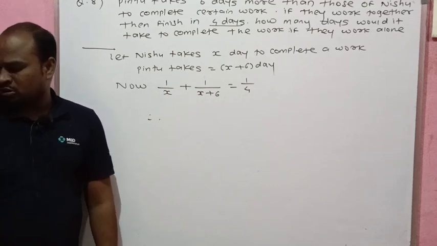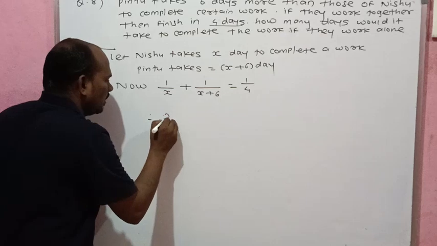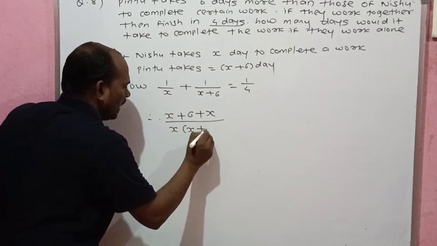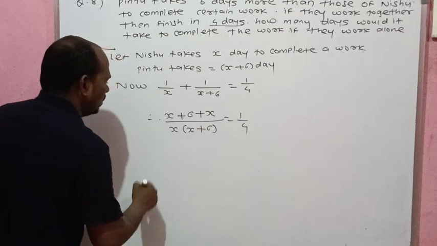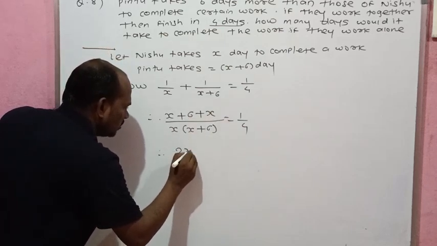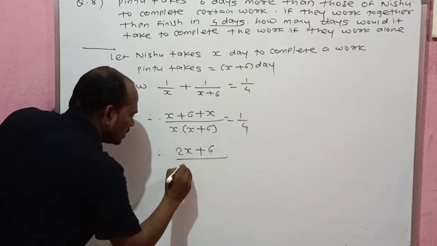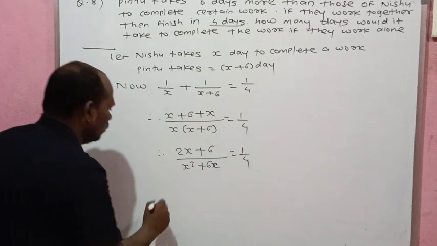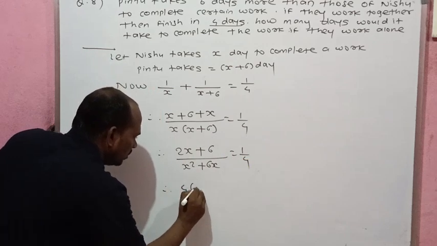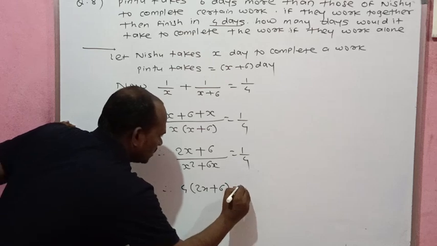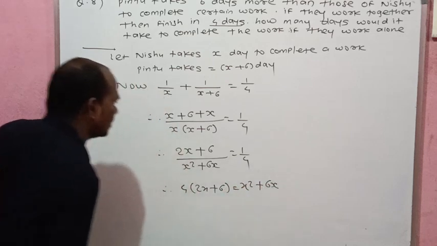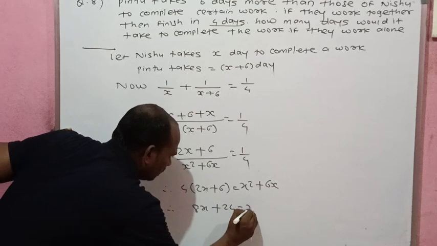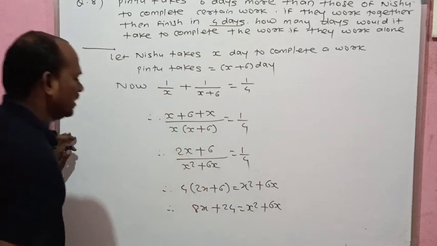Now we can solve the quadratic equation. The sum 1 by x plus 1 by x plus 6, that is x plus 6 plus x divided by x bracket x plus 6, equal to 1 by 4. Now x plus x is 2x plus 6, over x square plus 6x equal to 1 by 4. Now cross multiplication, 4 bracket 2x plus 6 equals x square plus 6x. There, 4 2s are 8x, 4 6s are 24.